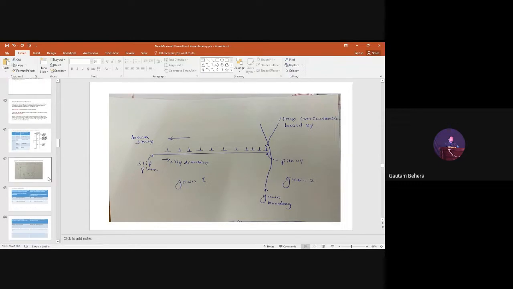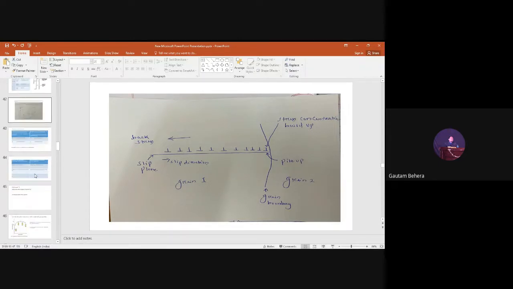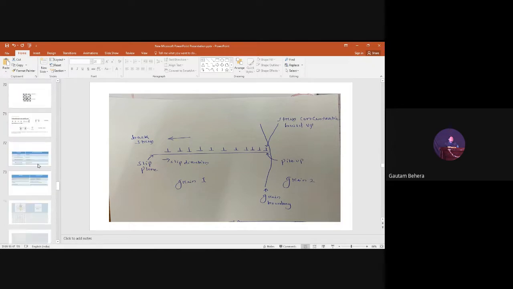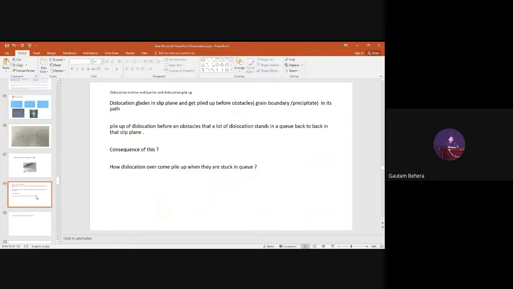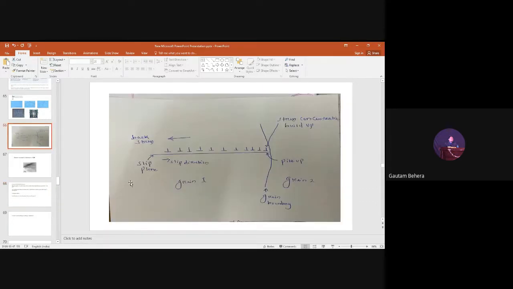Right. So how do dislocations overcome pileup? The answer is dislocations can overcome pileup if they climb. Either they climb up, or they can climb down. So does anybody remember how climbing happens? What are the necessary conditions for dislocation climb? Addition of atoms or vacancies. Yes, addition of atoms or vacancies.